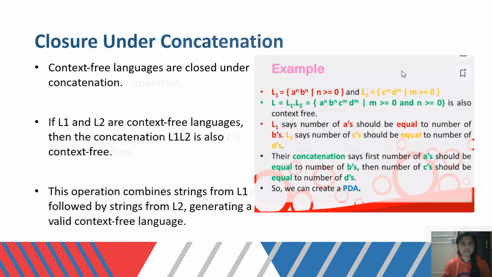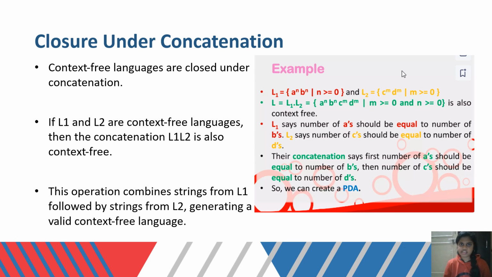Let us see the next part, that is concatenation. Concatenation is nothing but, as we all know, adding of two strings. You can see the example. The dot operator indicates the concatenation of two languages. Context-free languages are closed under concatenation. If L1 and L2 are context-free languages, then the concatenation L1 dot L2 should also be a context-free language. Then only we can prove that it's closed under concatenation.